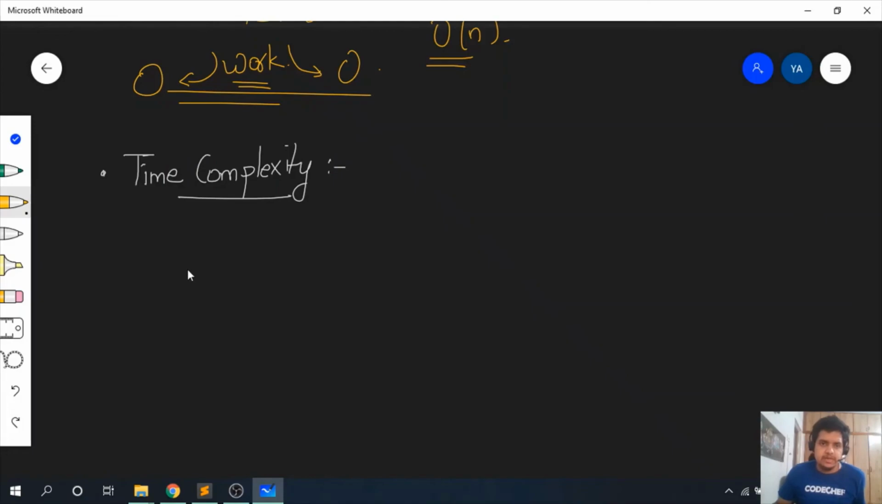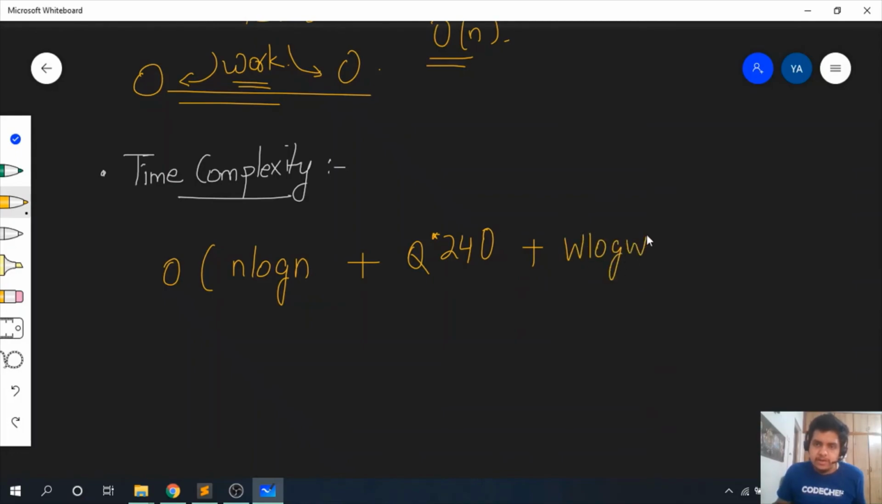The time complexity for this solution will be O of n log n, which was the leaf factor operation that we did initially, plus q into 240, that we went up from the leaf. So this is a very loose upper bound and it will not really be that high. We are iterating over at max 240 factors to answer each query, right? Plus it will be w log w because we need to again find the prime factorization of w, and it will take w log w.